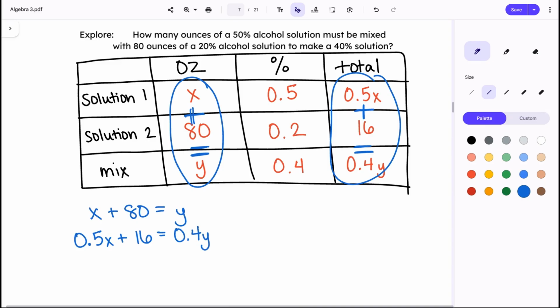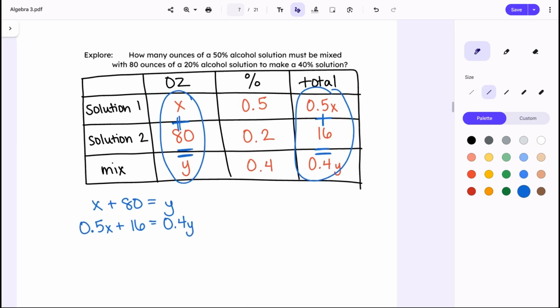If you want to use elimination again, you might want to rearrange and have the x's and the y's on the left side of the equation and just the plain numbers on the right side of the equal sign. You could rearrange that. You could also use substitution here if you'd like, because they do have that first one solved for y. It's just written backwards. So I'm going to give you a couple of minutes. I want you to see what you can do with those two equations and see if you can figure out how many ounces we need to get that x and y.